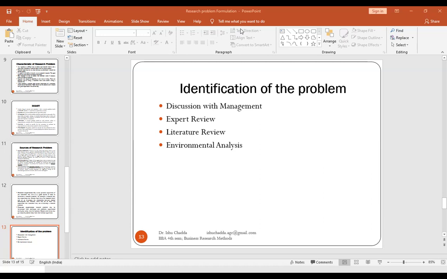The first is discussion with management. The starting point for identifying the research problem is the management itself. A discussion with the management will help to understand the nature and kind of decisions that the managers have to make. This will help the researcher to understand the kind of information that the management is expecting from the research results. Basically, while interacting with the manager, the researcher moves from understanding the management problem so that he is able to define the research problem. Management can provide valuable input to the researcher. The next is expert review.